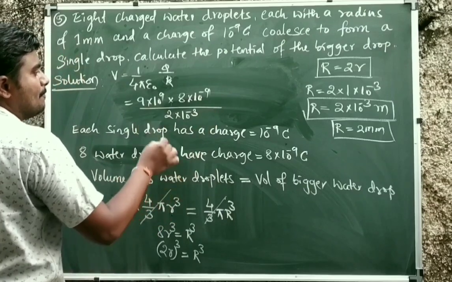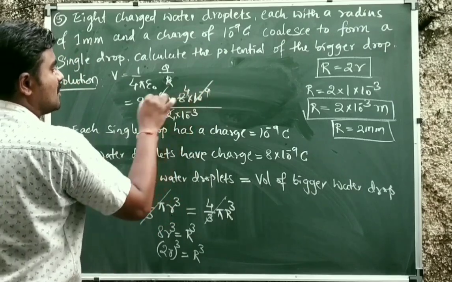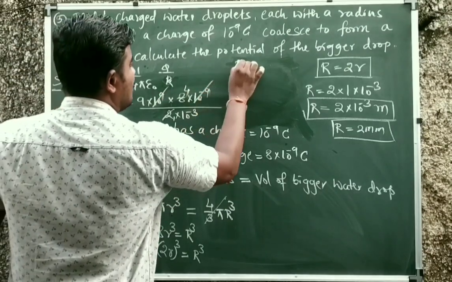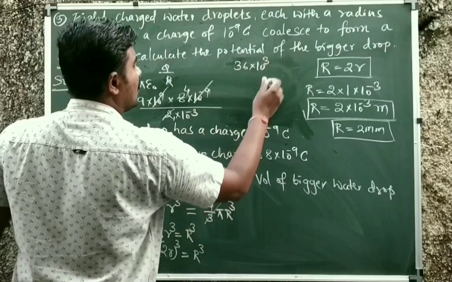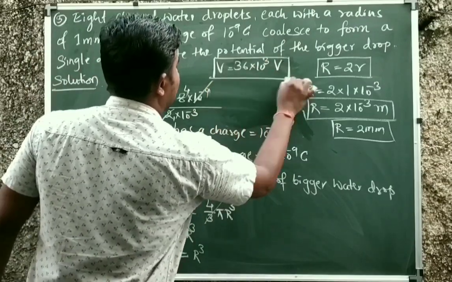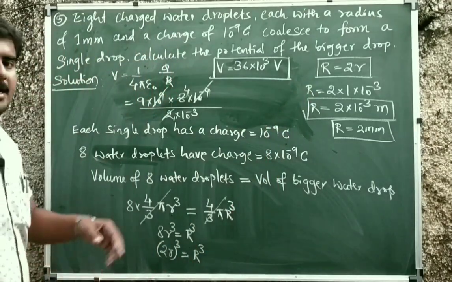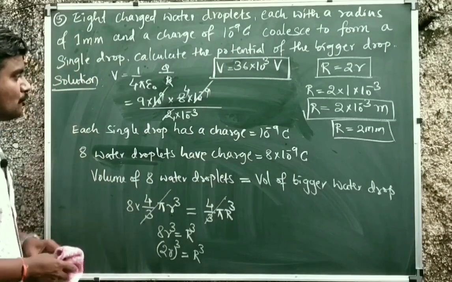So 10 to the power 9, 10 to the power 9 cancel. 2 1s are 2, 2 4s are 8, 9 4s are 36. Therefore it is 36 into 10 to the power plus 3 volt. This is the potential. Potential due to bigger drop is how much? 36 into 10 to the power 3 volt. So please note.